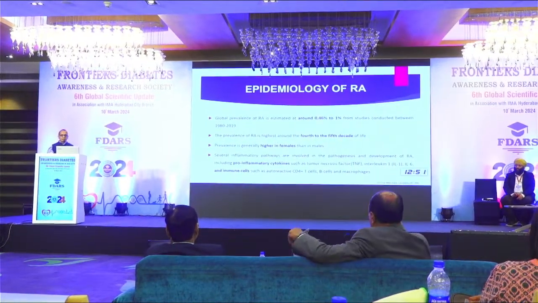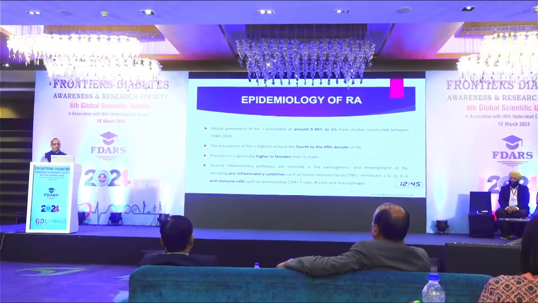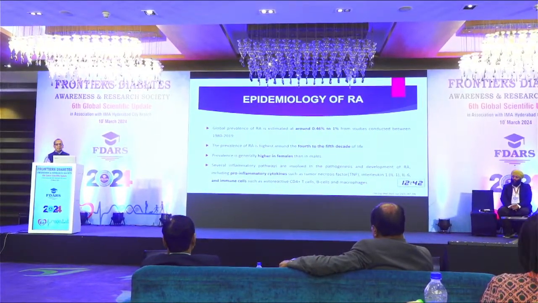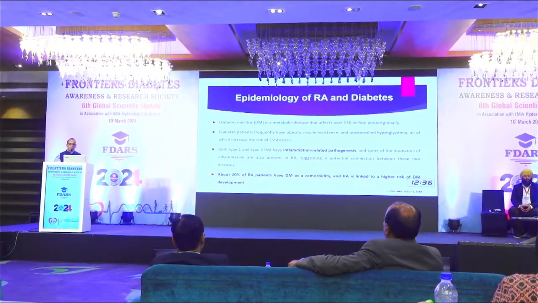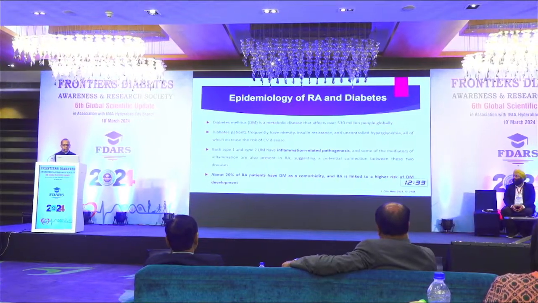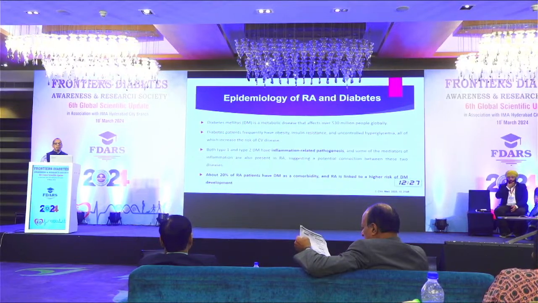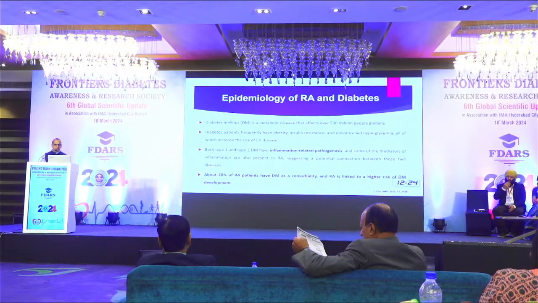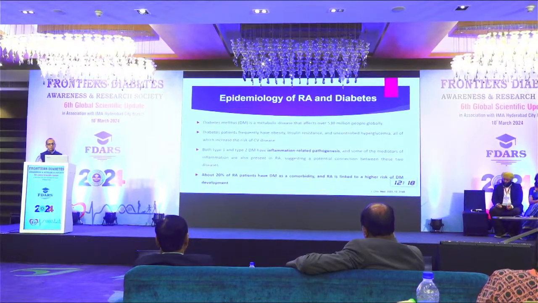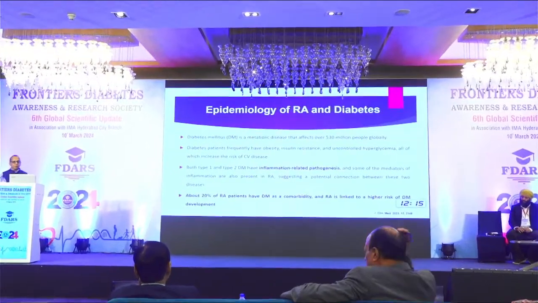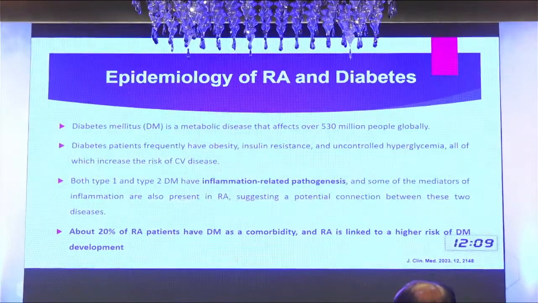But what is important is that because it is an inflammatory disorder, there are a lot of inflammatory pathways involved in the pathogenesis of rheumatoid arthritis. And these are common also in the pathogenesis of diabetes, and that is what I'll come to. Now, coming to the epidemiology of RA with diabetes, approximately 20% of RA patients have diabetes as a comorbidity, and a large number of RA patients might have undiagnosed insulin resistance because there are no guidelines which tell that all RA patients should be screened for pre-diabetes and diabetes. So definitely RA is linked to a higher prevalence of diabetes development.